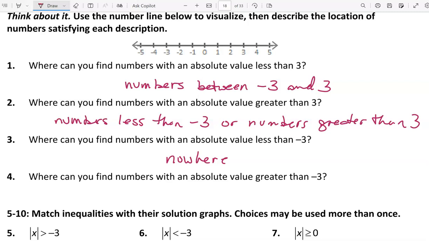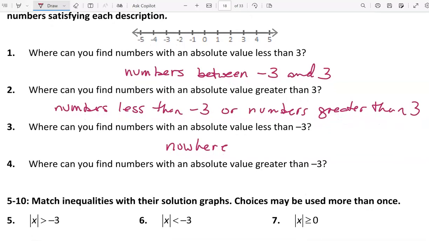And lastly, where can we find numbers with an absolute value greater than -3? So a distance is more than -3. A distance is not a negative number, so any distance will have to be greater than a negative number. So that would be everywhere on that number line.